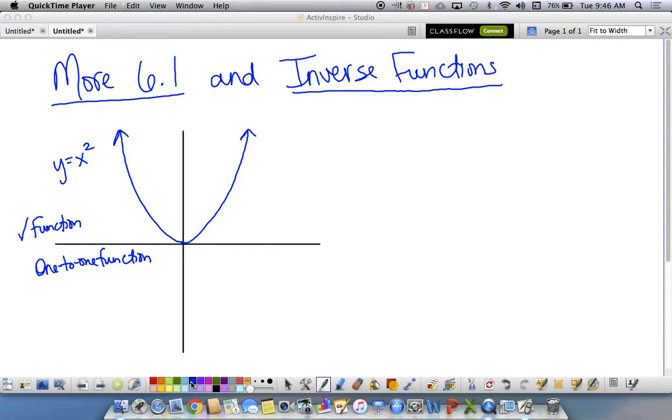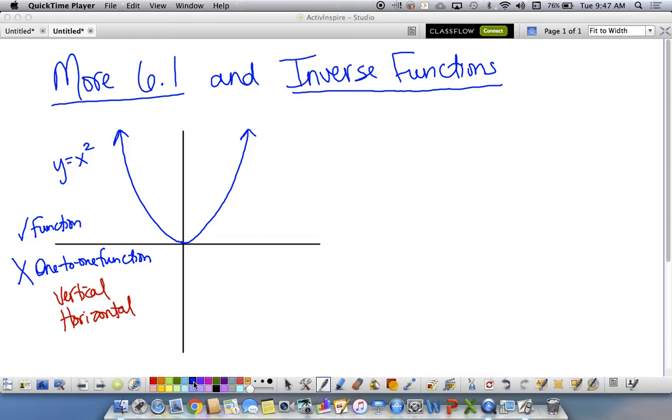Remember which two tests it had to pass? The vertical line test. It passed it. It's a function. Did it pass the horizontal line test? You're right. No, it did not. Y equals x squared is not a 1-to-1 function.